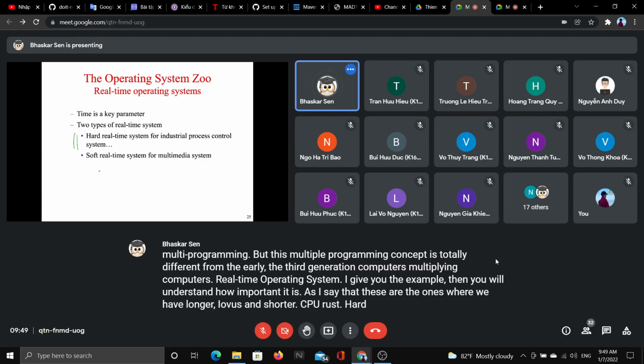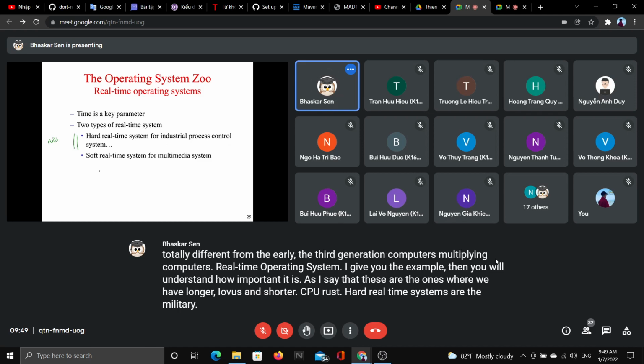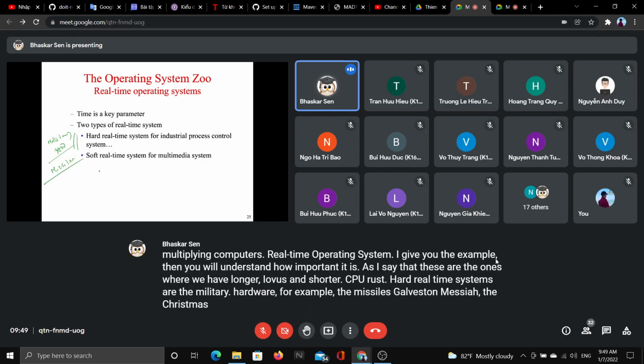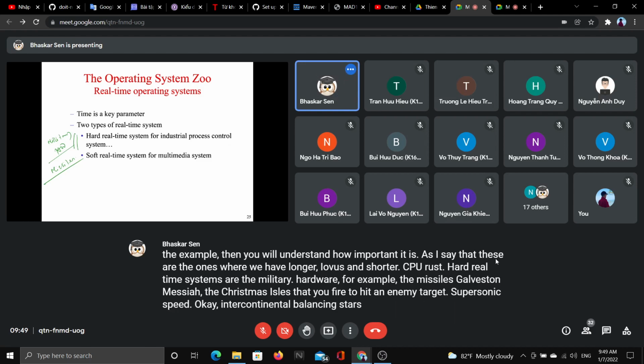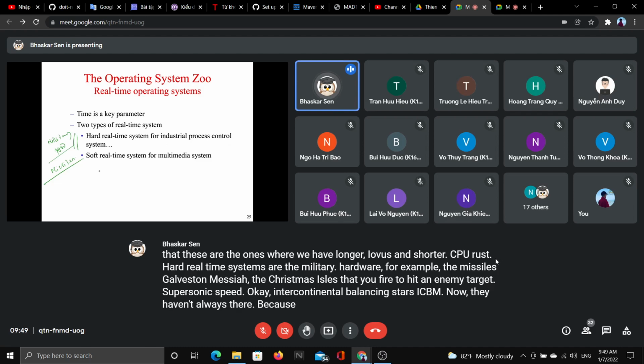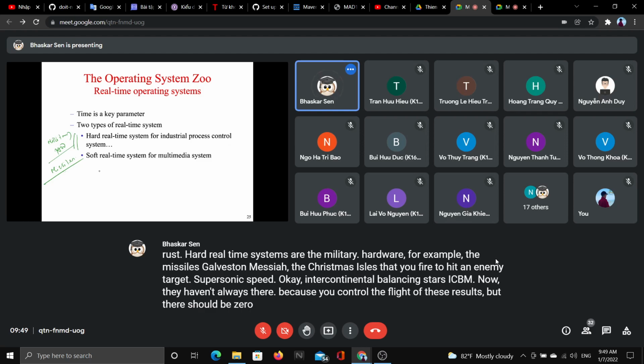Hard real-time systems are the military hardware. For example, the missiles. Ballistic missiles, cruise missiles that you fire to hit an enemy target at supersonic speed. Intercontinental ballistic missiles, ICBM. Now, they have an OS there because you control the flight of these missiles. But there should be zero margin of error.